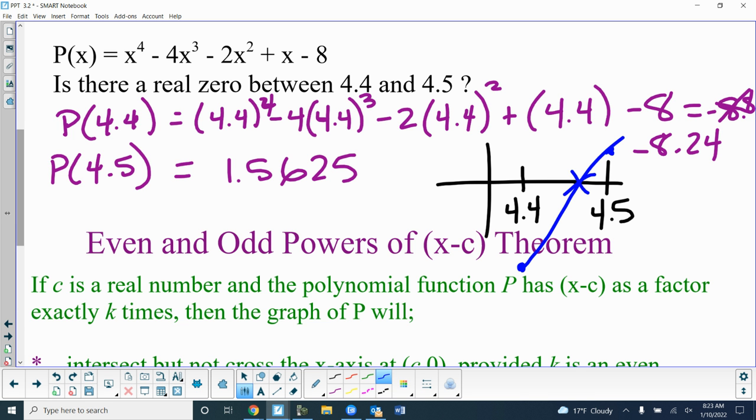So all you're doing is putting the two numbers into the problem. One answer needs to be positive, one answer needs to be negative if you say yes. If they're both positive or both negative, you say no. That's all. All that for that.